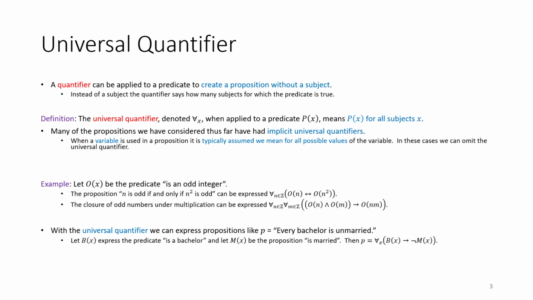That means 1 is an odd integer, that means 2 is an odd integer, that means 3.5 is an odd integer, that means I am an odd integer, that means you are an odd integer, that means everything is an odd integer. Well, that's obviously not true. Obviously, we have lots of examples in that list I just came up with that were not odd integers. So obviously that statement would be false.